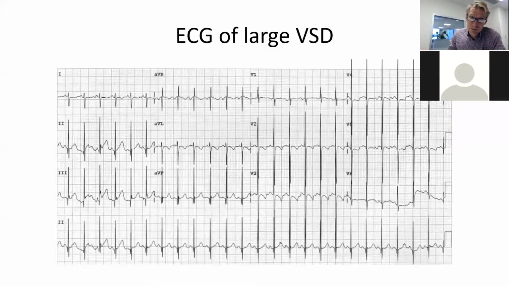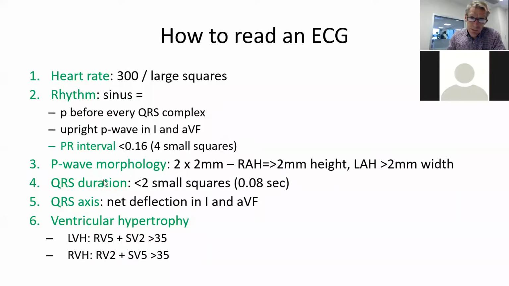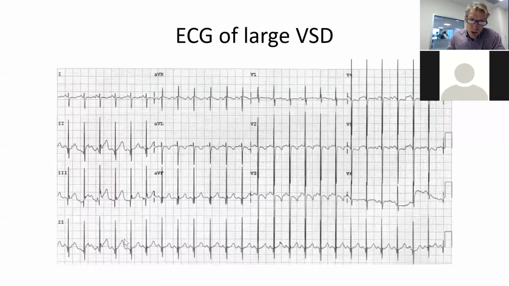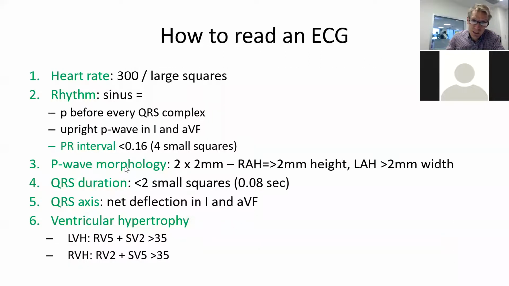So we've got the rate is 150, the rhythm is sinus. The next thing we look at is the P wave morphology, and remember that it should be no more than 2 by 2. Here the P wave looks like it's about 1.5 wide and about one up. If anyone can see otherwise, let me know, but I think the P wave is within normal limits. It's no greater than 2 millimeters high, and no greater than 2 millimeters wide. So the P wave morphology is normal. There's no evidence in this of right atrial or left atrial hypertrophy.